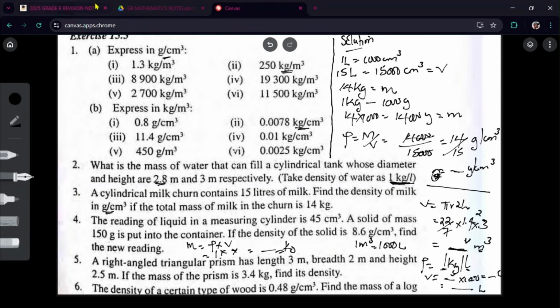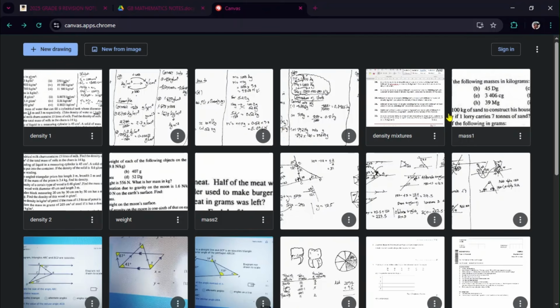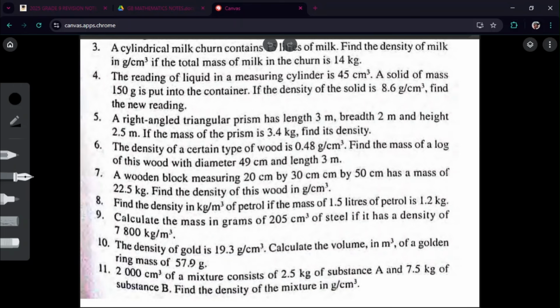Lastly, I want to pick another question that is of different form. So I'll pick a question that is a bit different. Let me pick a question like question number 11. Question number 11.